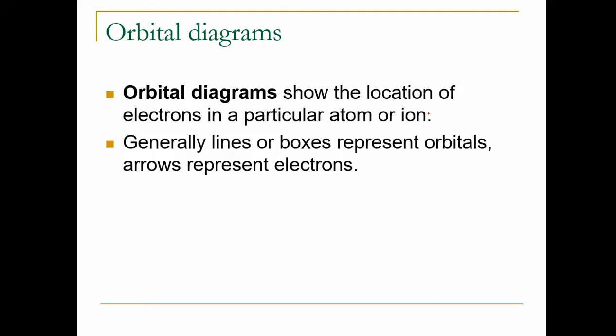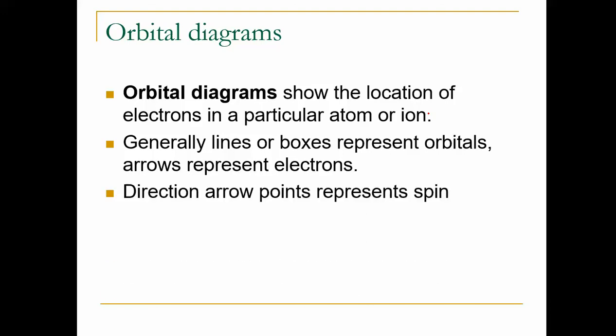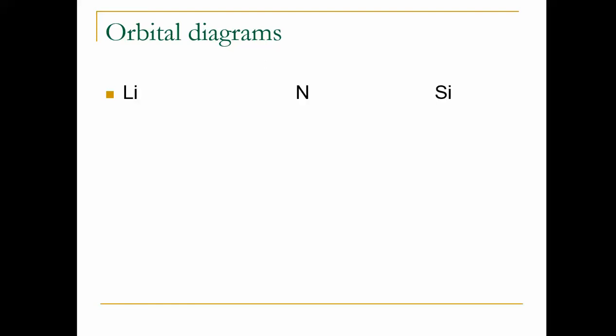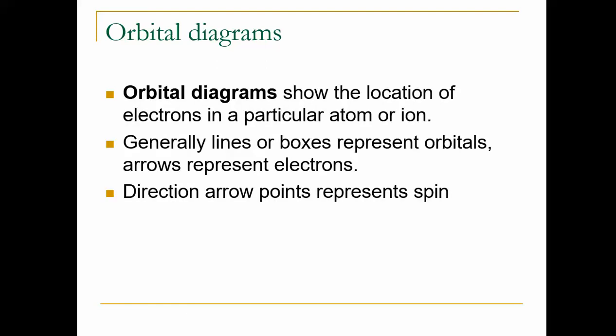Lines or boxes represent orbitals, and arrows represent electrons. Electrons have a property called spin, and the direction the arrow points is going to represent that spin. It's often called counterclockwise and clockwise spin. So it's not necessarily literally what's happening, but you can sort of imagine the little electron spinning in one direction and then spinning in the opposite direction.